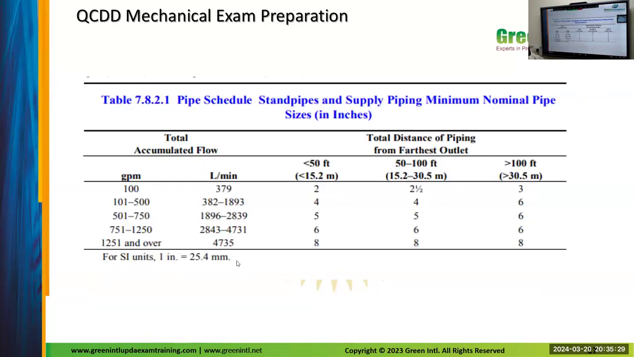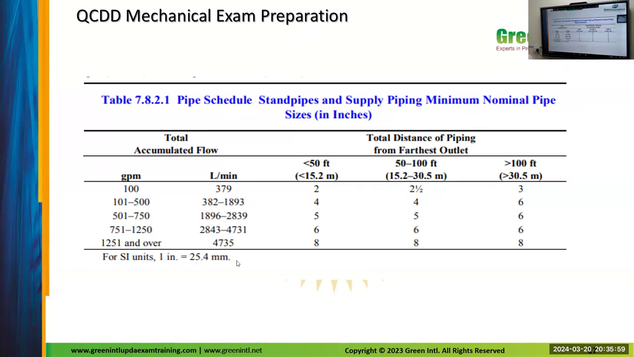So pipe schedule, standpipe systems, and piping minimum nominal pipe sizes in inches. What will be the flow, accumulated flow, and total distance of the pipe from the farthest outlet? So if the requirement is 100 GPM, the last outlet pipe will be 2.5 inches. We are selecting the pipes. 50 to 100 feet, maximum distance.